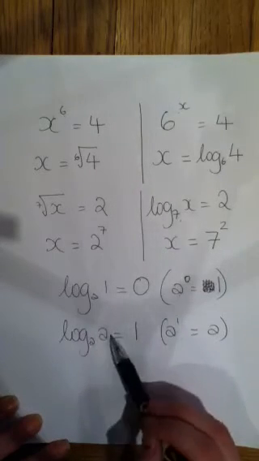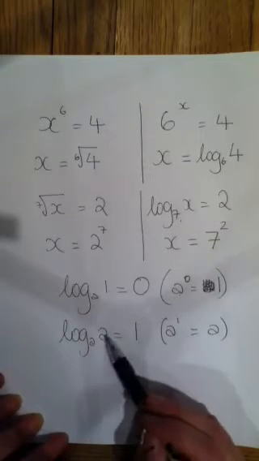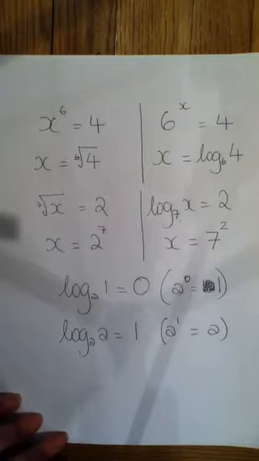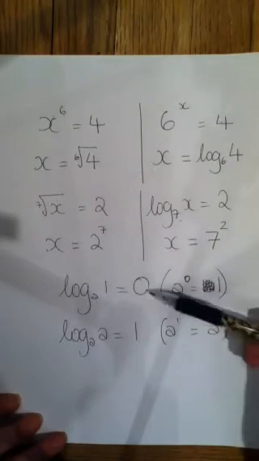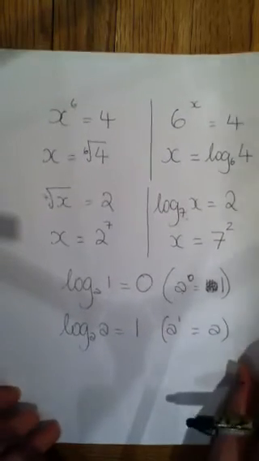And here you've got log to base a of a is always 1. So log to base 10 of 10, log to base 7 of 7, log to base 6 of 6, whatever, it's always 1, which is similar to this rule here from indices. So this is a basic definition of what a log is, and these are a couple of useful things to remember similar to your index rules from GCSE.